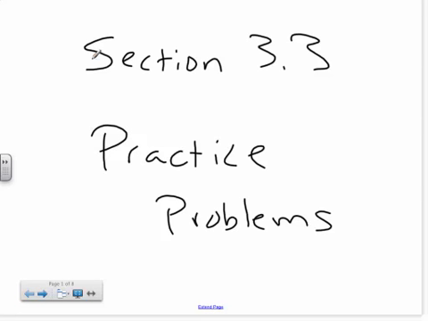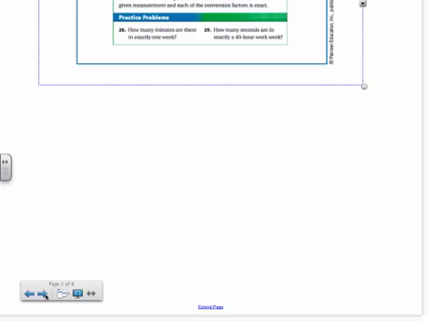This is section 3.3 practice problems. So we'll go through those problems that you had in the book and work through those to make sure we know how to do them. Question 28, how many minutes are there in exactly 1 week?